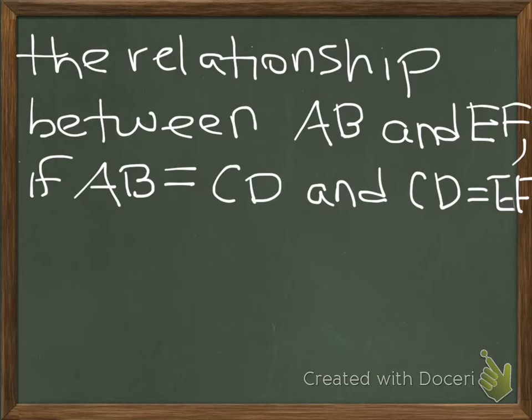The last one here, where we're making a conjecture, is about the relationship between AB and EF. If it's saying that AB is equal to CD and CD is equal to EF, what is the relationship between AB and EF? You could just describe this using the transitive property, and use that as your conjecture.